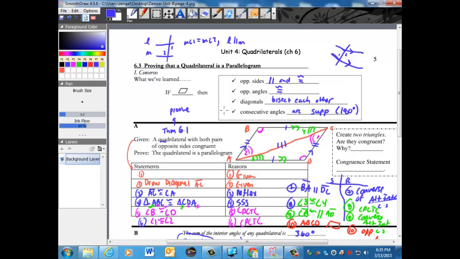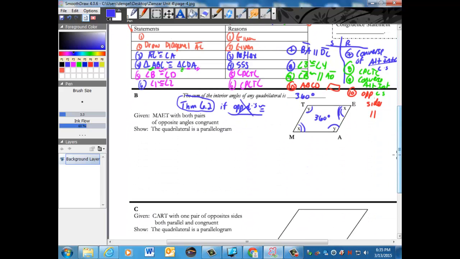So when I scroll back up and look at the other choices I have, I'm going to put a star by consecutive angles, and this is problem B. Remember that on problem A, we chose to show that the opposite sides were parallel. We're going to show that consecutive angles are supplementary. All right, and this is how we do it.